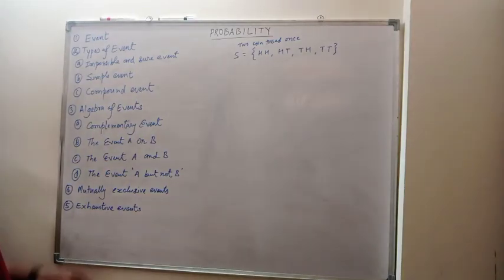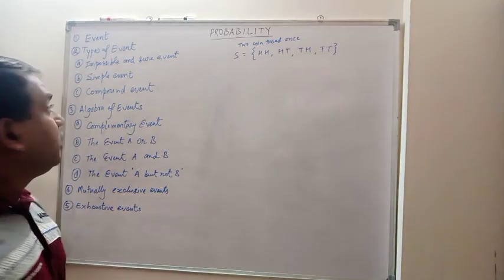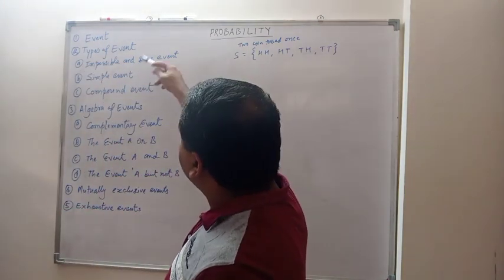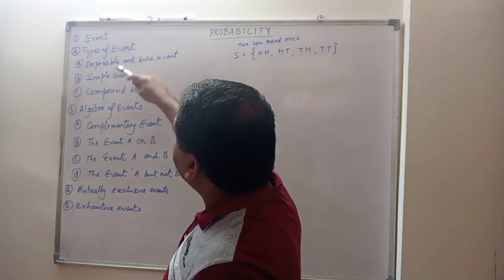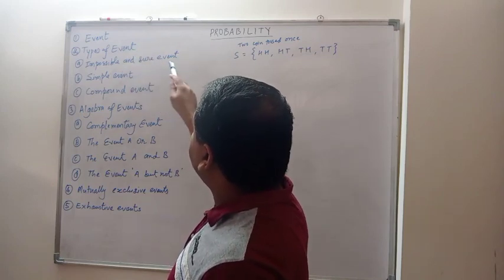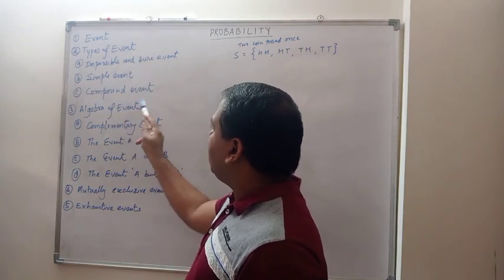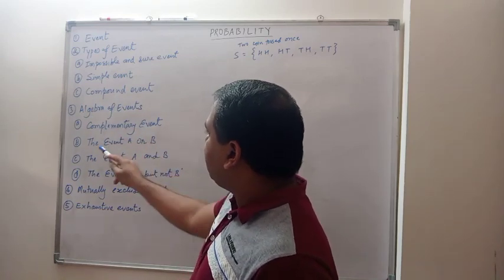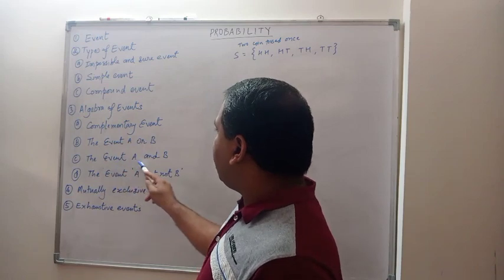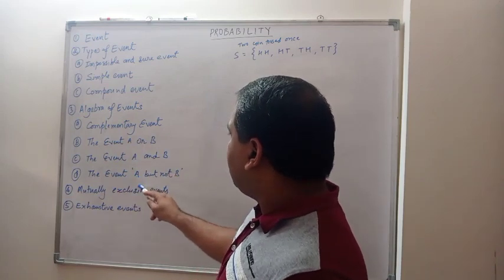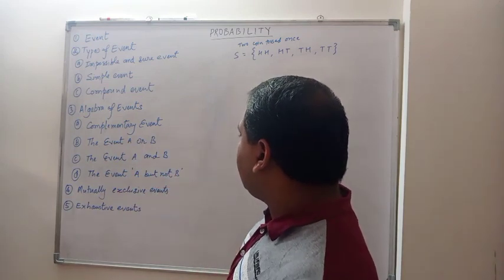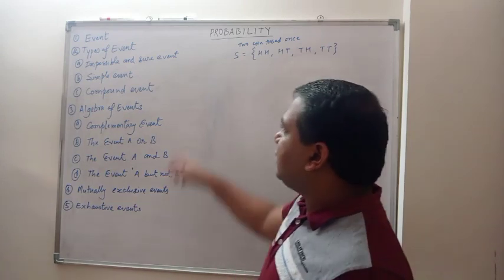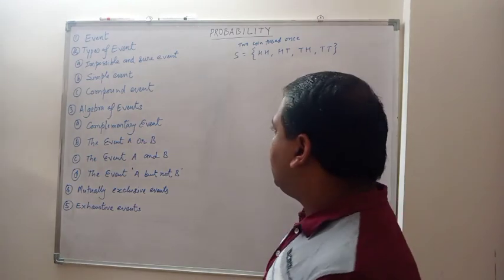Now we will see events, and there are so many topics we are going to cover in this video: types of event, impossible and sure event, simple event, compound event, and algebra of events. In that, complementary event, the event A or B, the event A and B, the event A but not B, mutually exclusive event and exhaustive event. These many topics we are going to cover today.